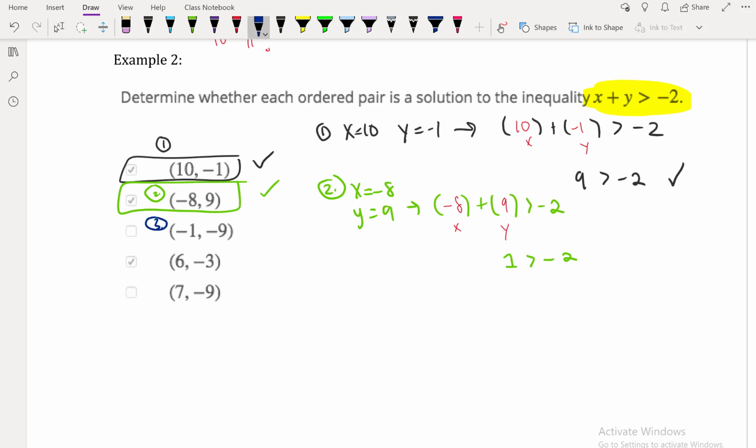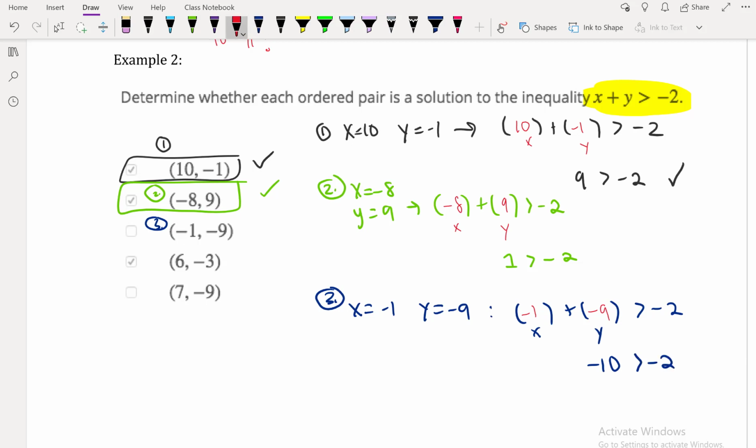Now let's try equation number 3. So I have x is equal to -1, and I have y is equal to -9. And I'm plugging it into my x plus y greater than -2. So the x value that I'm plugging in is -1, and the y value is -9. I have -10 greater than -2. Is that true? Is -10 bigger than -2? It is not. So we do not include that answer.